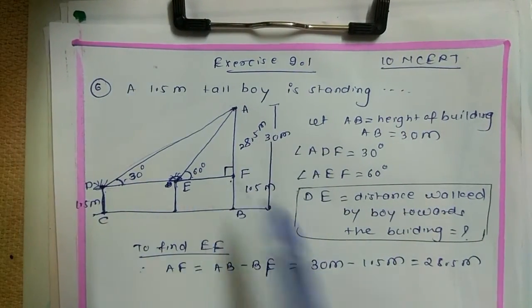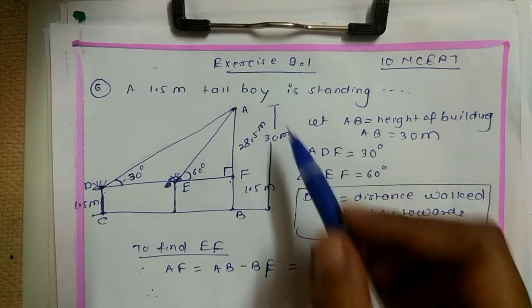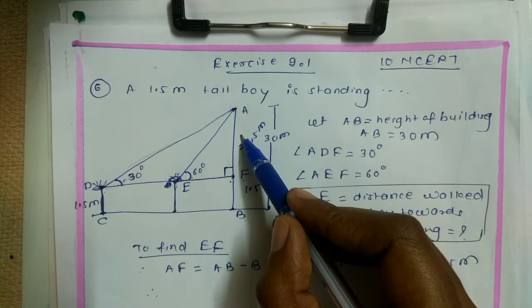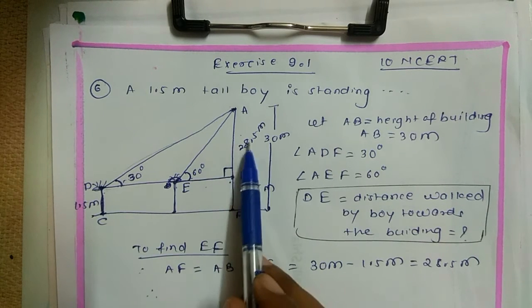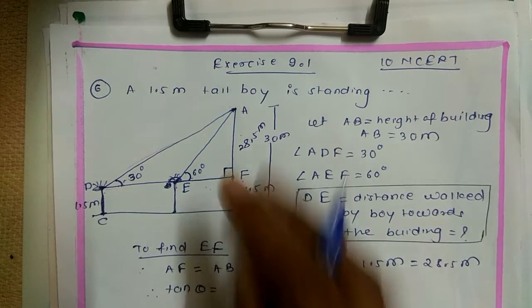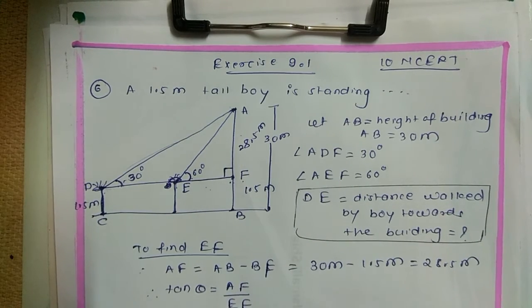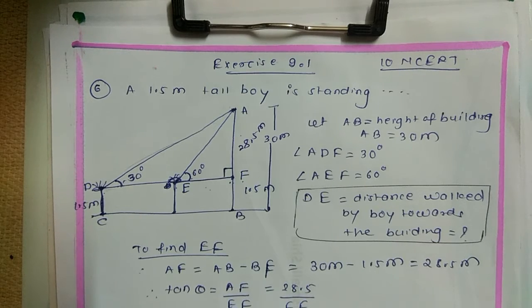So now you can find out EF easily. Therefore, to find out EF, we have to take a trigonometric ratio where we have AF and EF. So according to the 60 degrees, this is opposite and this is adjacent. So we have to choose such a trigonometric ratio where we have opposite and adjacent. Opposite upon adjacent is tan theta. So we'll take here tan theta equals opposite is AF and adjacent is EF. AF is 28.5.